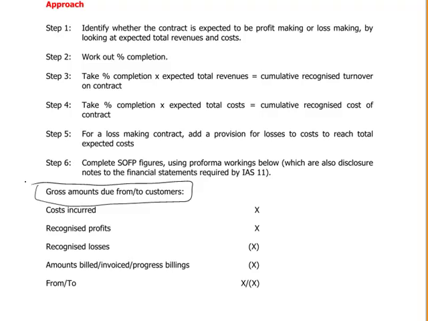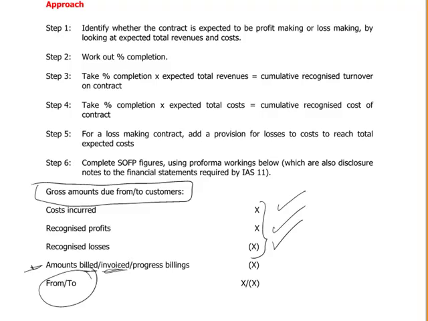How do we calculate these gross amounts due from or to customers? Well, you have to take your costs incurred to date, which of course will be mainly given in your question. The recognized profits, which you calculate based on knowledge we covered earlier, the recognized profits based on degree of completion. Then you may have some recognized losses to date, and you would take those out, and you would compare these figures of the cost plus profit less recognized losses to the amounts that you already billed or invoiced to your clients.